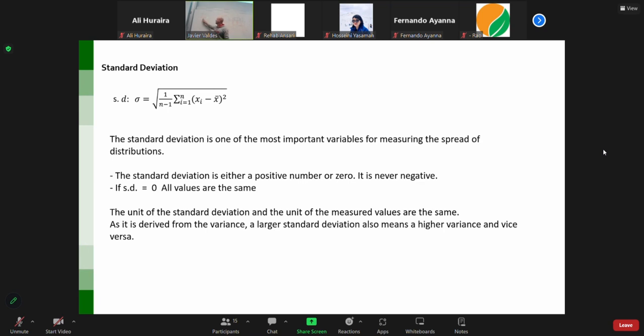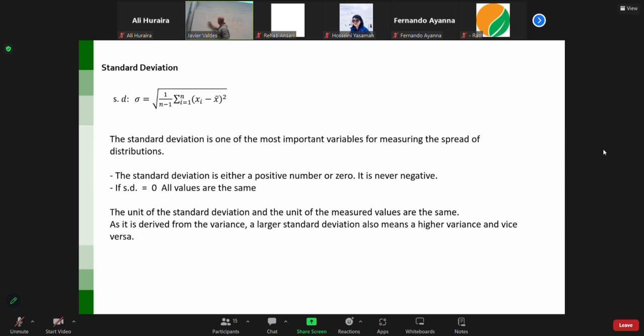So if the standard deviation is very low, it will tell me that my expected value, this one here, one standard deviation and one standard deviation, most of the data will be here.